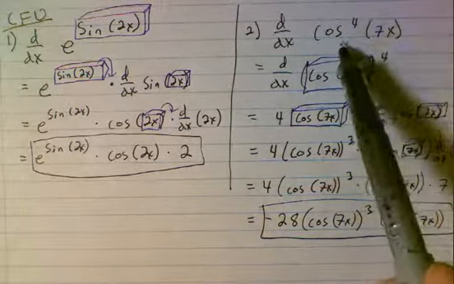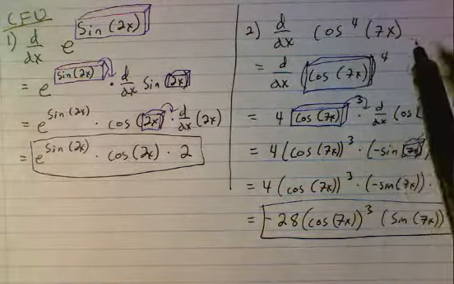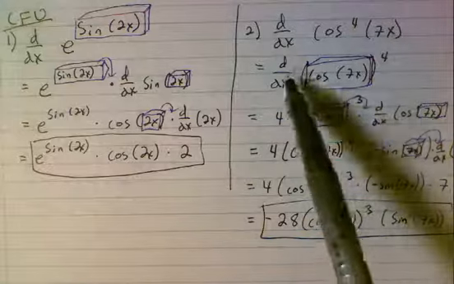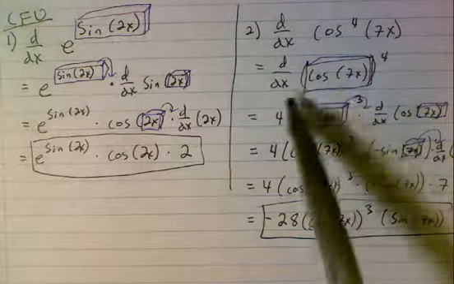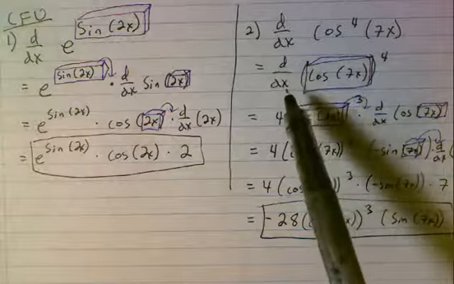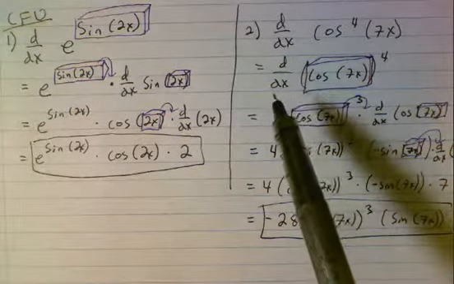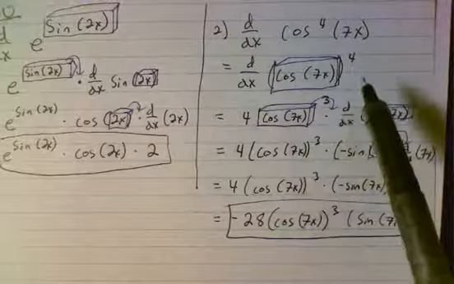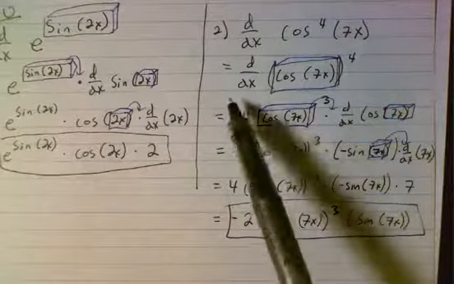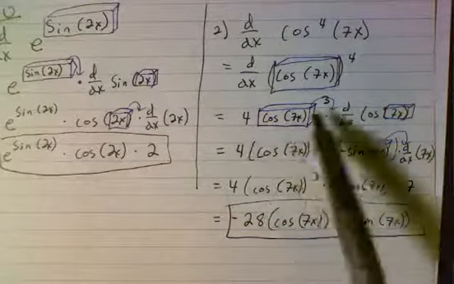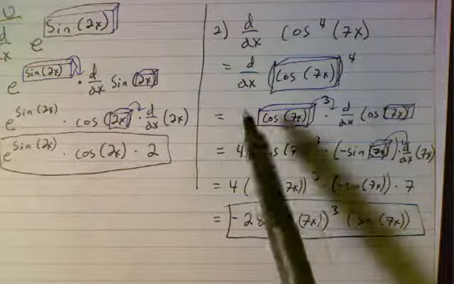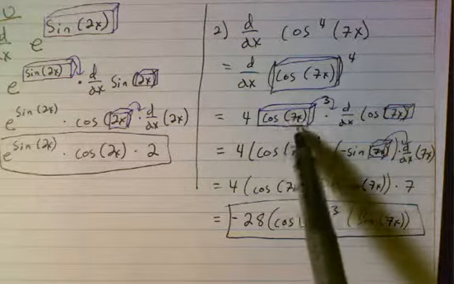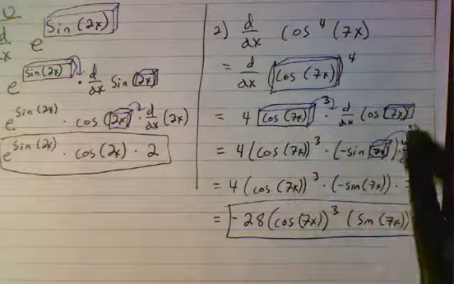Here, the derivative of cosine to the fourth of 7x is the same as the derivative of cosine of 7x to the fourth. So I'm just going to rewrite that. I'm still taking the derivative of this. Notice this d/dx is here still, because I haven't taken the derivative yet. That's just my rewrite step. Now I'm going to take the derivative, that's why the d/dx goes away. Box to the fourth becomes 4 box to the third. Inside the box is the cosine of 7x, so I'm going to have to take the derivative of that.